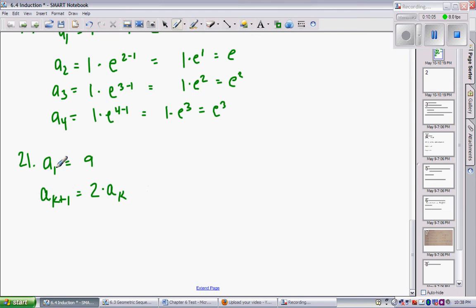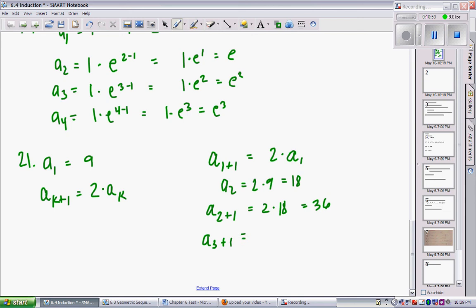So let's say we were to plug 1 in here, then we would have a sub 2, right? So if I were to plug in 1 as my k, then I would get 2 times a sub 1. Well, a sub 1 is 9. So I get a sub 2 equals 2 times 9, which is 18. Okay, well, let's look for a sub 3. Well, it's 2 times a sub 2, which is 18. So then I get 36. From there, a sub 4, well, that's 2 times 36, which is 72.